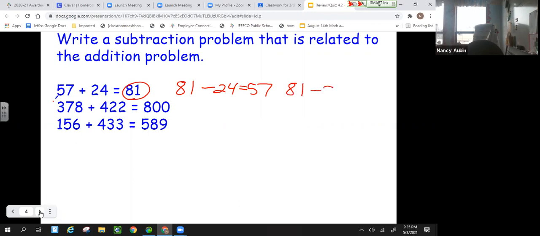You can switch it around. 81 minus 57 equals 24. Does that 81 have to stay in front? Yeah, the big number stays in front, right? Because we're not going to get into negative numbers. All right, try it with the next one. 378 plus 422 equals 800. What are the two subtraction problems that you can write that relate to this addition problem? Think about, I circled the big number for you. Remember that big number goes first.